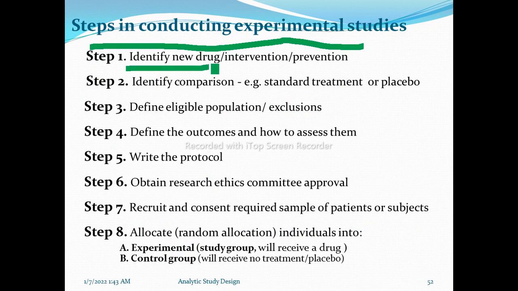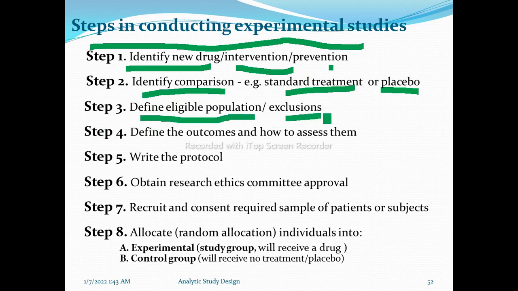First, we identify the new drug intervention or prevention to be tested. The second is to identify the comparison group, maybe standard treatment or placebo. The third is to define the eligible population, making inclusion and exclusion criteria. The fourth is to define outcomes and how to assess them. The fifth step is to write a protocol, like a meta-analysis, whose protocol is registered. A randomized study design will also be registered.